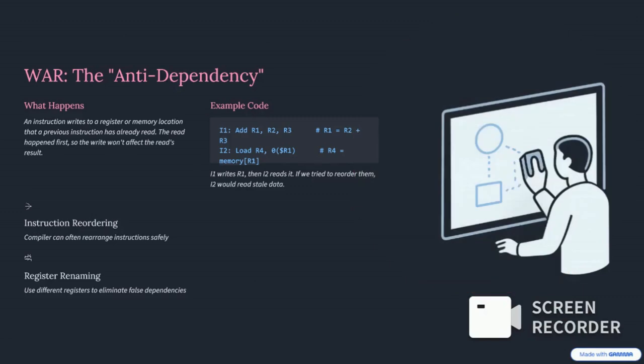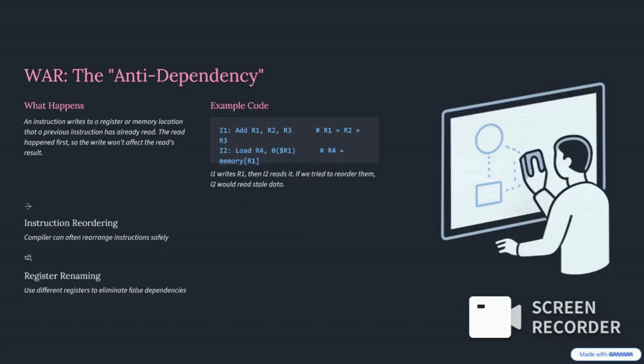Now let's look at WAR, the anti-dependency. This is called an anti-dependency because it's not a real data flow issue. It's more about a resource conflict. Here is the problem: an instruction needs to read a value, but a later instruction tries to overwrite that value too soon. If we reorder instructions carelessly, we might lose the correct data.